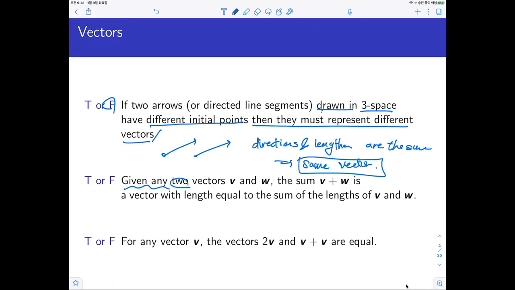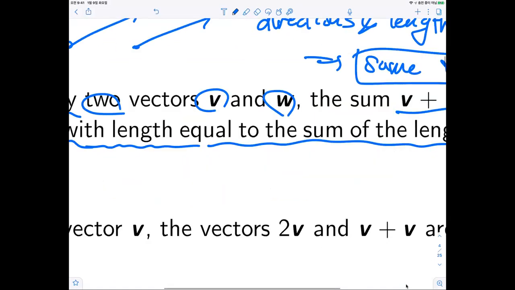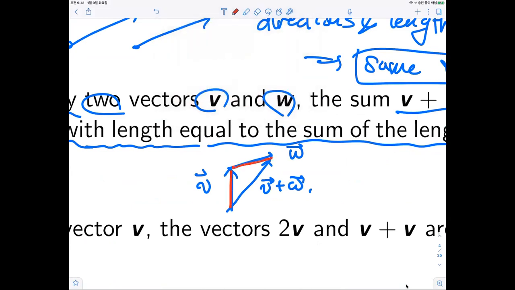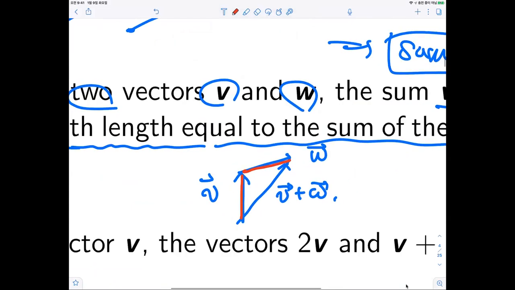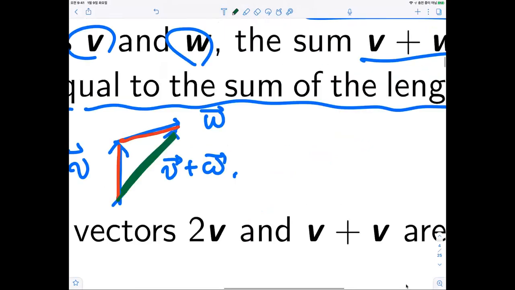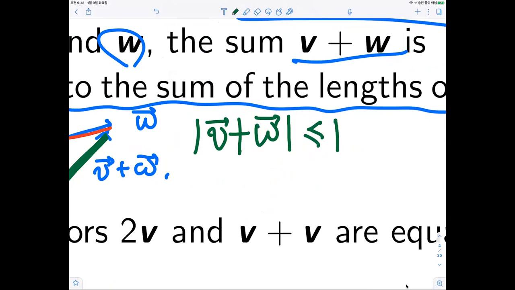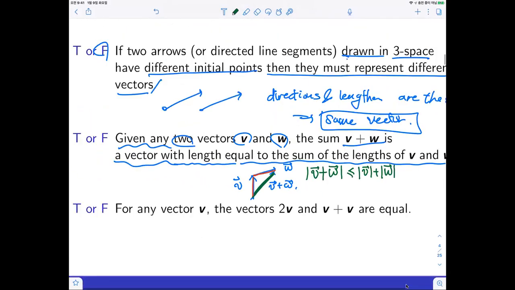Next one is, given any two vectors v and w, the sum v plus w is a vector with length equal to the sum of the lengths of v and w. We can easily find a counterexample. If v is here and w is not parallel to v, then v plus w is here. You know that the sum of these red lengths is not equal to the length of this green segment. Actually, we have the triangle inequality: the length of vector v plus w is less than or equal to the length of v plus the length of w. Yes, this is the triangle inequality.